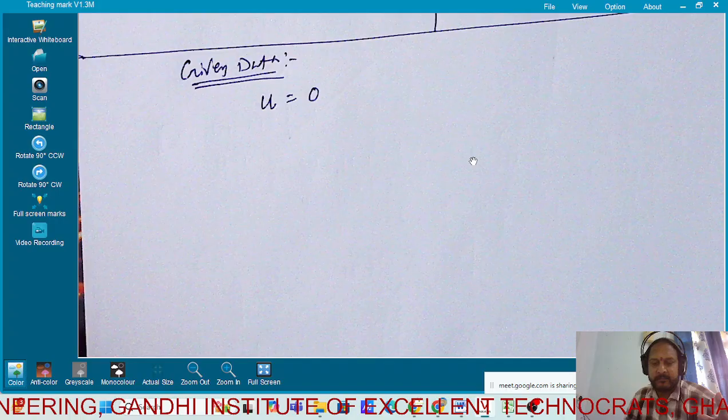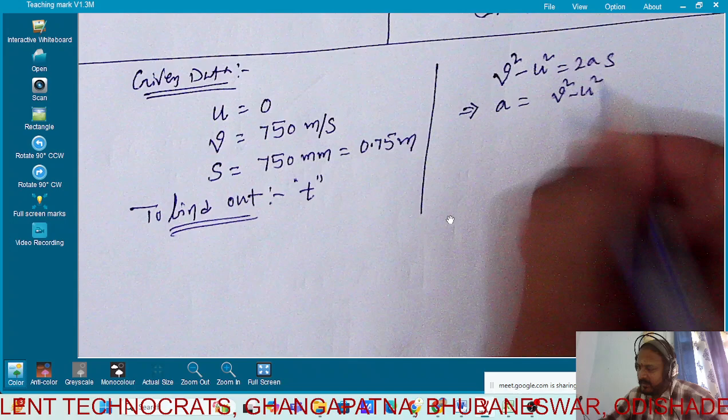We have to find acceleration first. Yes, first acceleration. v square minus u square is equal to 2as. So a is equal to v square minus u square by 2s. What is v square? 750 square minus 0 square by 2 into 0.75. How much acceleration did you get? Anyone?